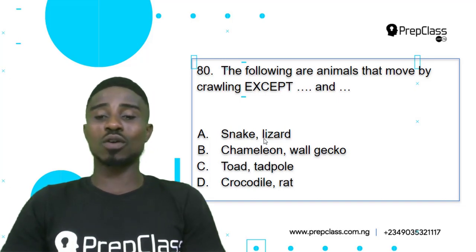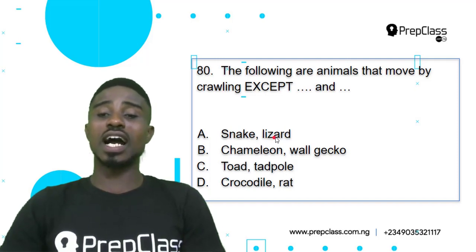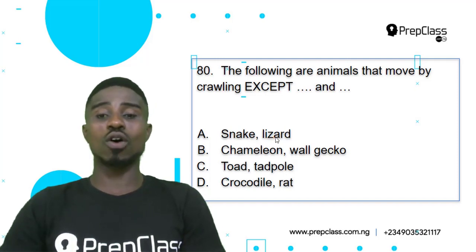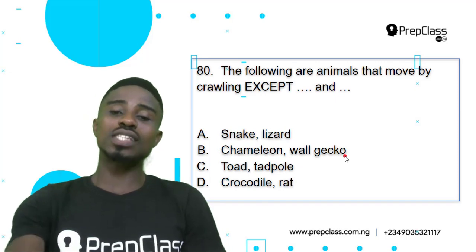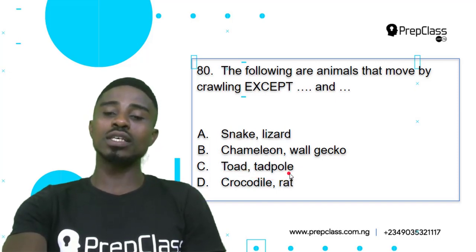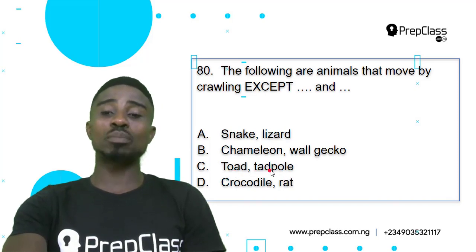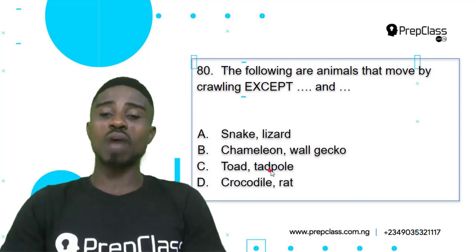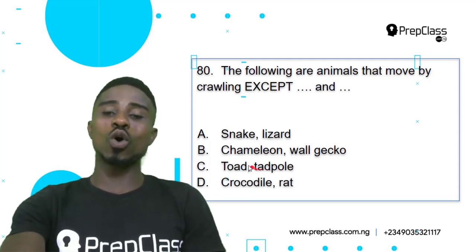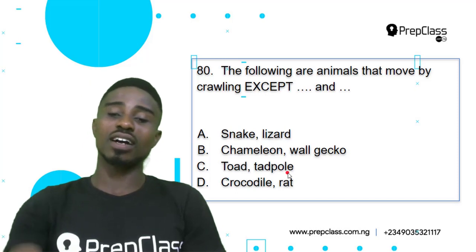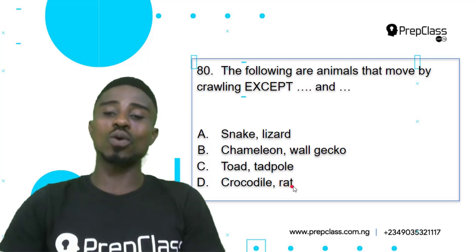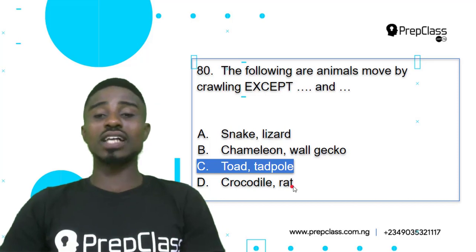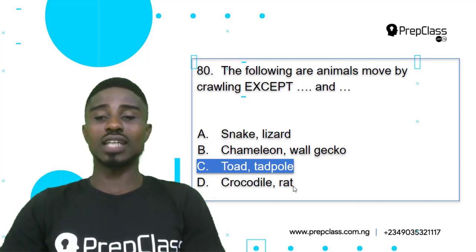We know animals that crawl. Snake and lizard actually crawl. They are reptiles, and reptiles crawl. Option B, chameleon and wall gecko are also reptiles. They also crawl. Option C, toad and tadpole. The tadpole is the baby form of a toad, and we know the tadpole swims. It wriggles its tail in water to move, and a toad jumps. So option C, toad and tadpole, is our correct answer. Crocodile is also a reptile, it crawls. Rat is a mammal, but it also crawls. So the correct answer to question 80 is option C, toad and tadpole.